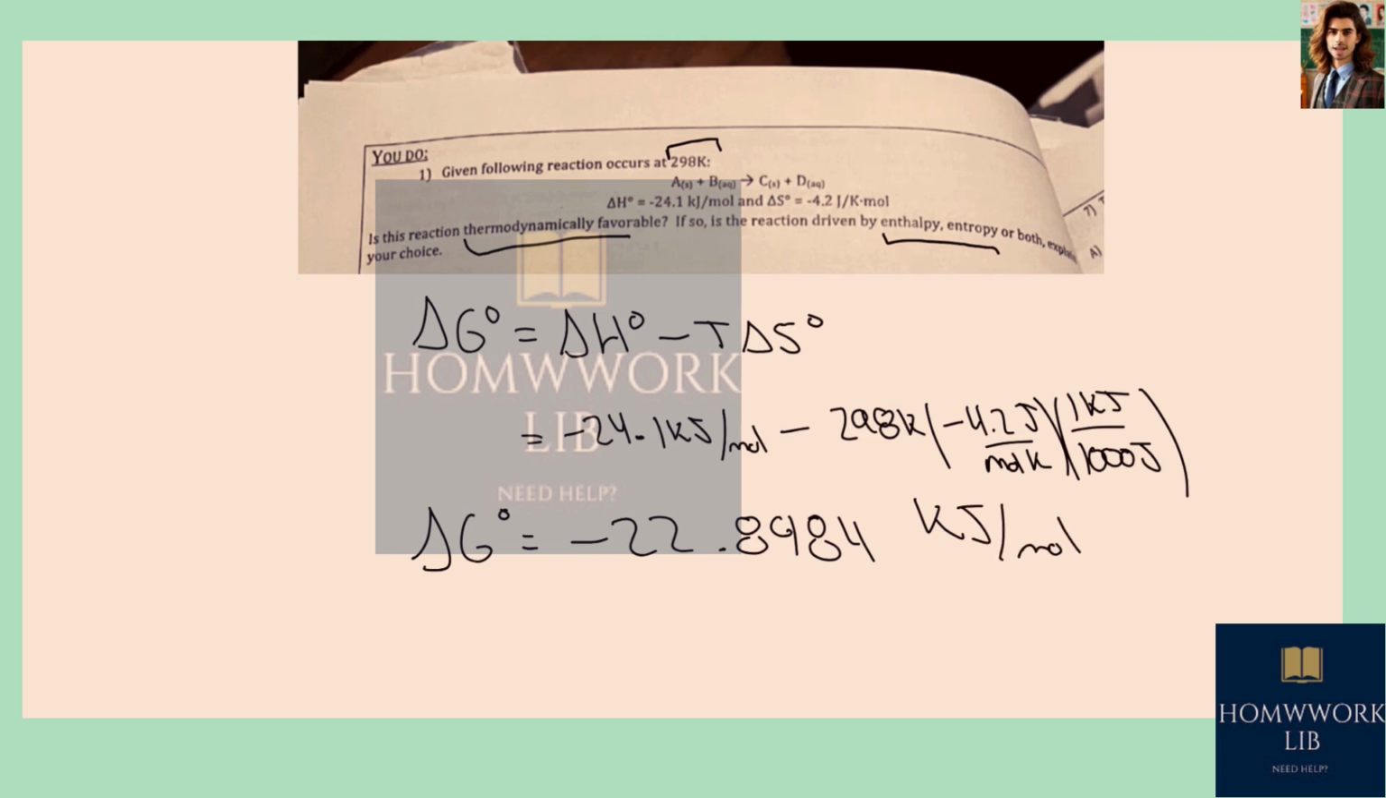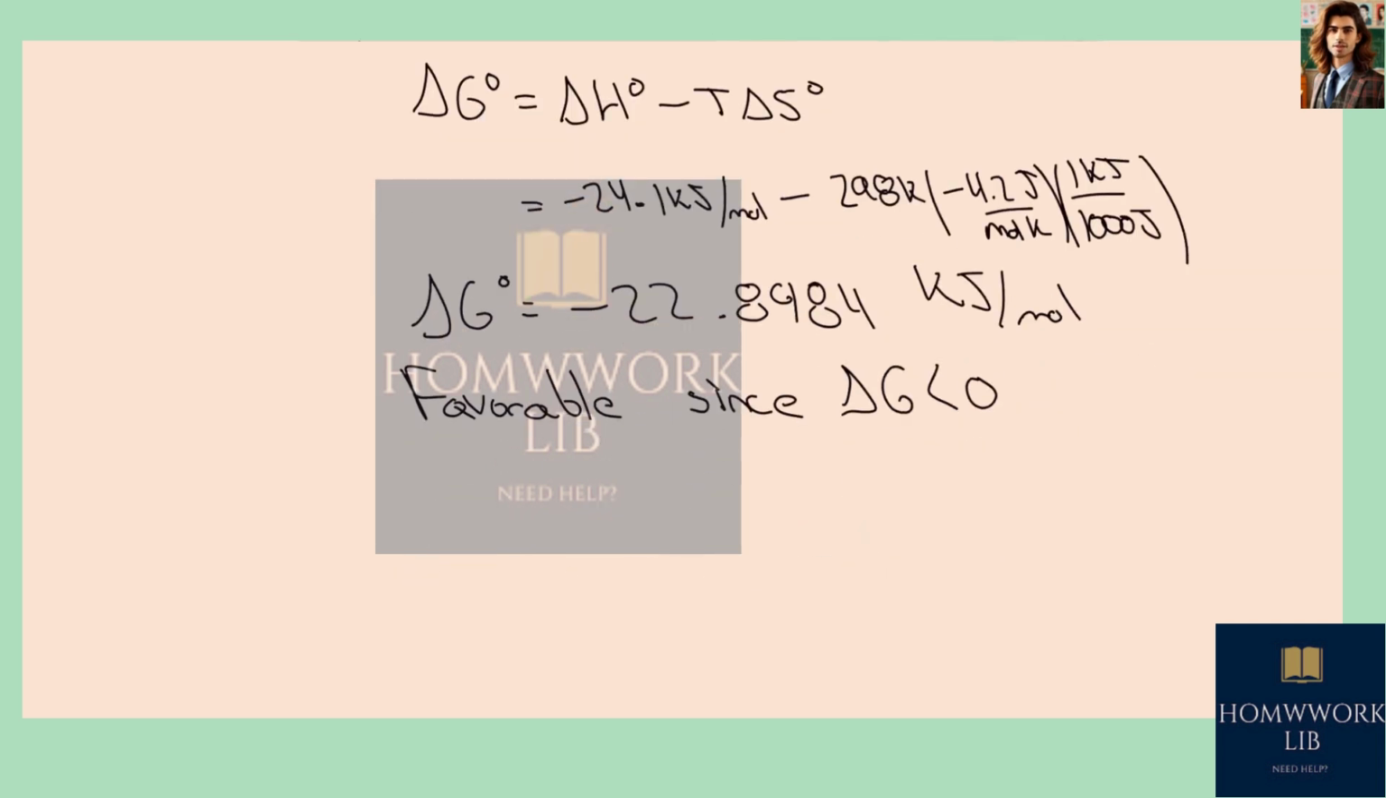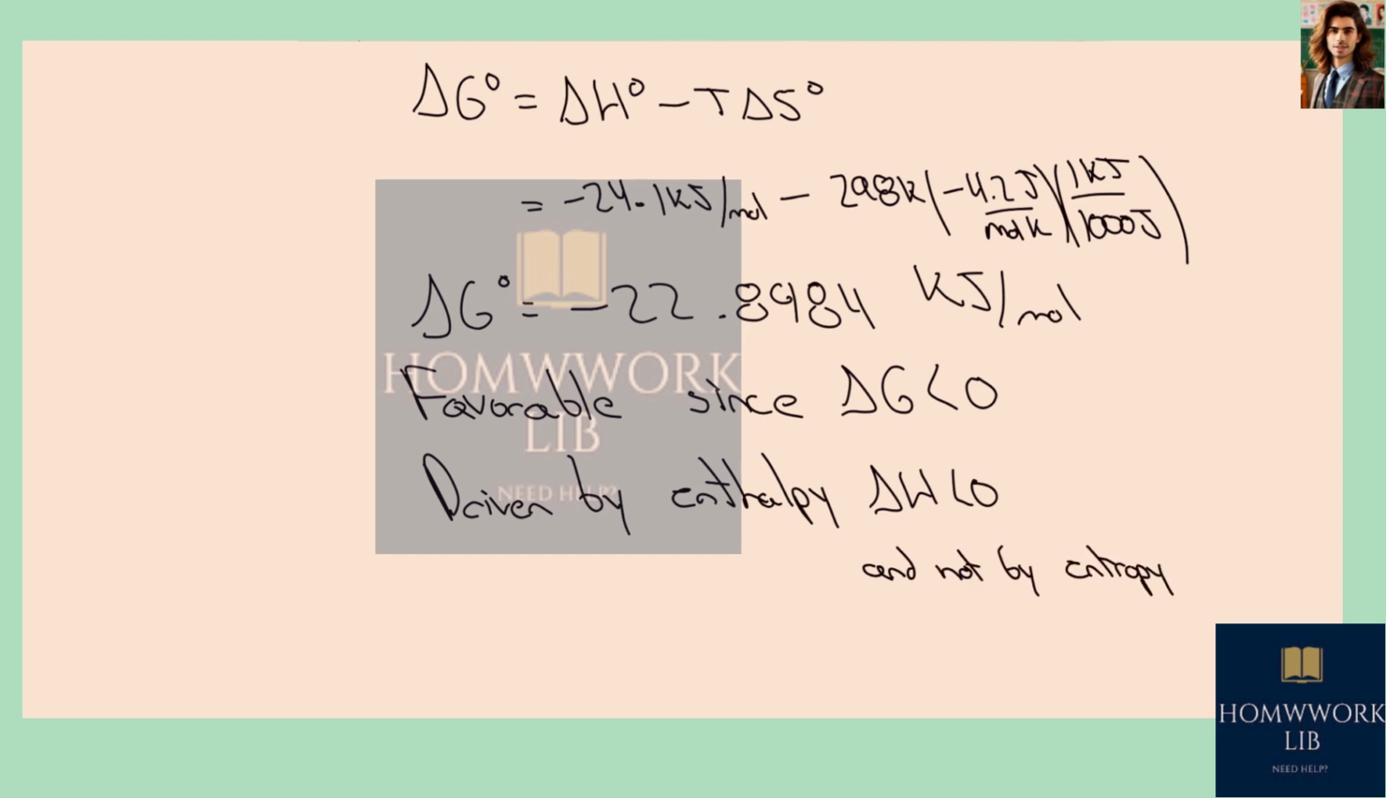So this reaction is going to be favorable since delta G is lower than zero. And this reaction is going to be driven by enthalpy since the value for delta H is lower than zero, and not by entropy since delta S is going to be lower than zero as well.